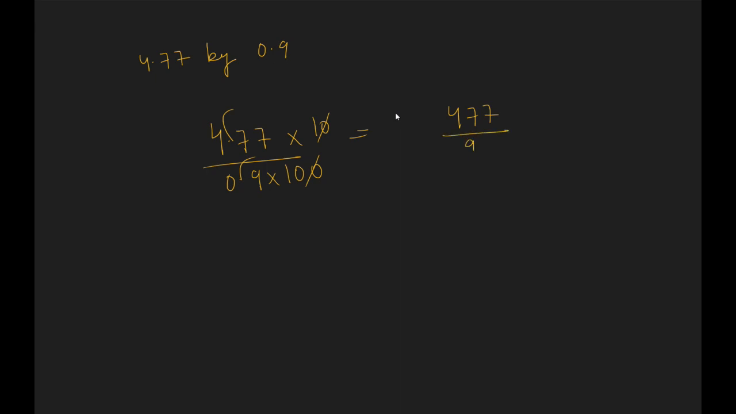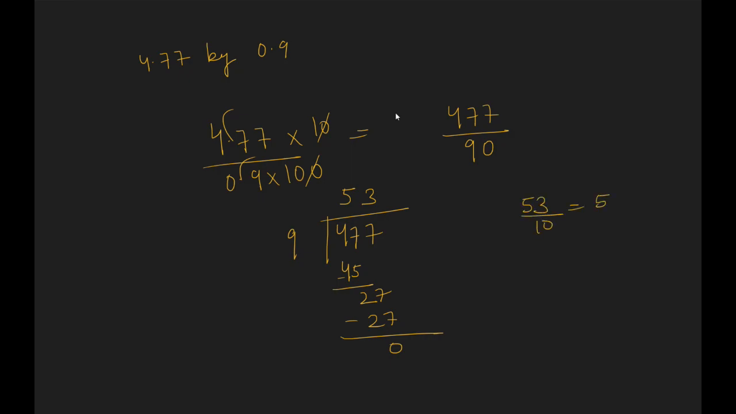So you get 477 divided by 90. 477 divided by 9. 9 5s are 45. 9 3s are 27. Okay, so 53 is divided by 10. You get the answer as 5.3. By this method, children, you can never go wrong. Always make sure you count the number of zeros correctly.